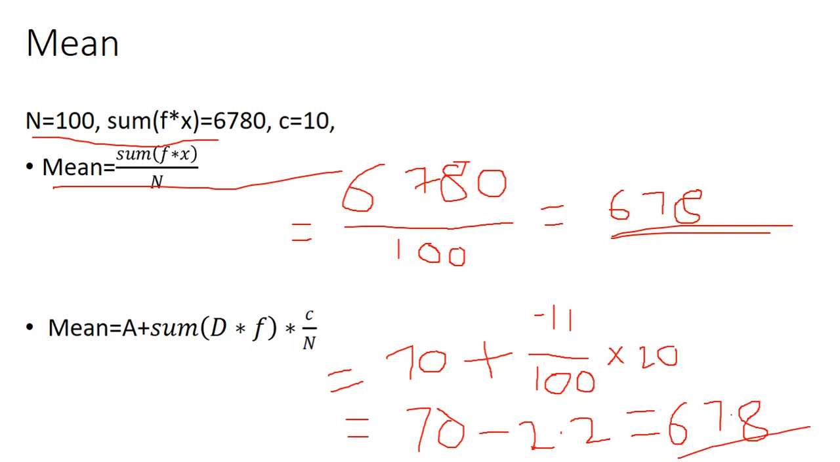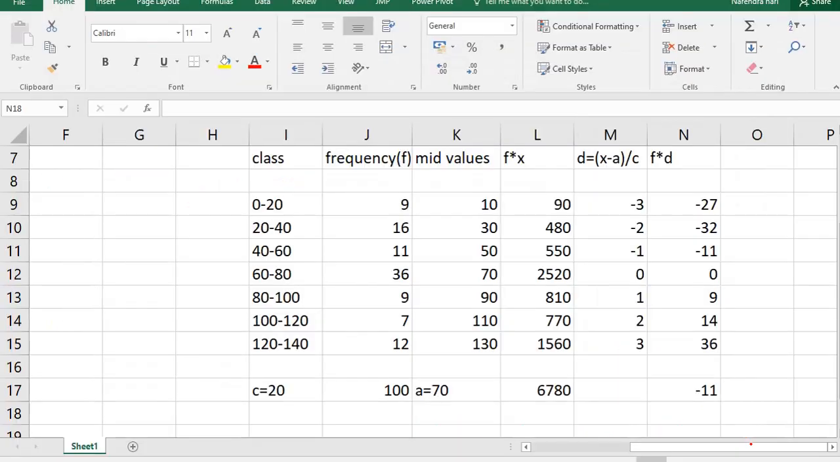Now we can observe both. By the direct method we got the value 67.8. By the deviation method also we got the value 67.8. This is the procedure for how we can solve this.